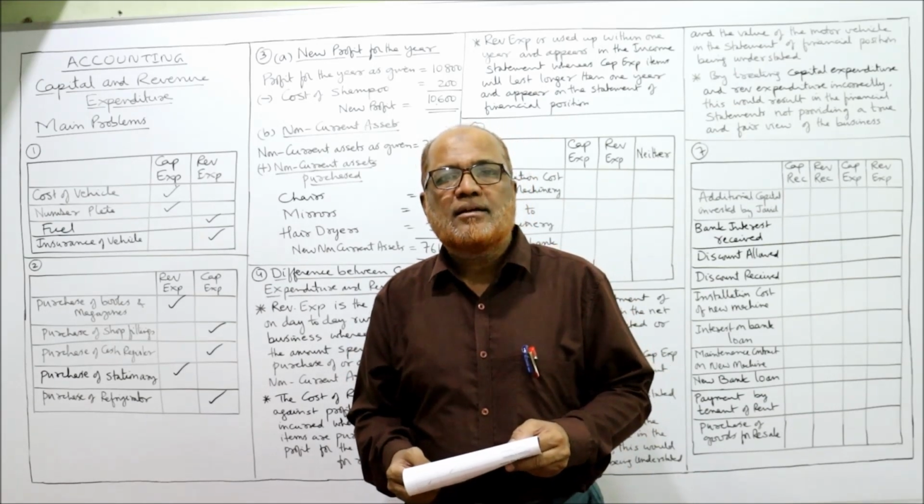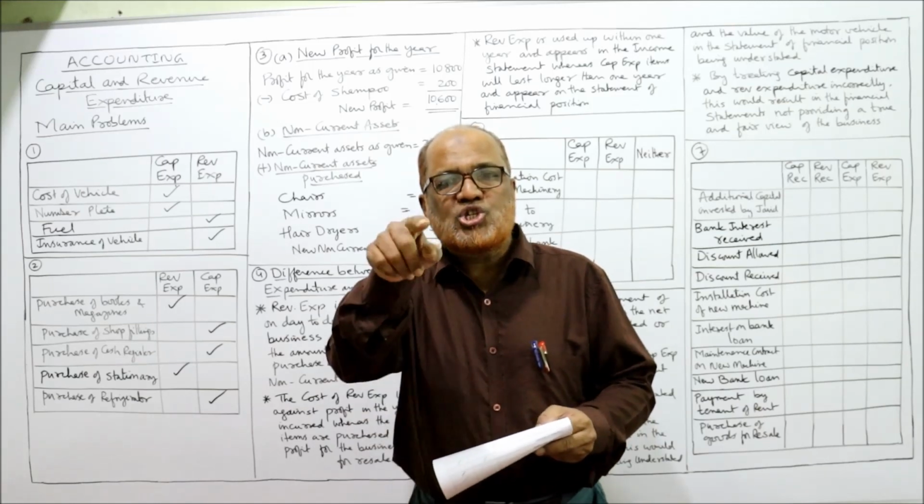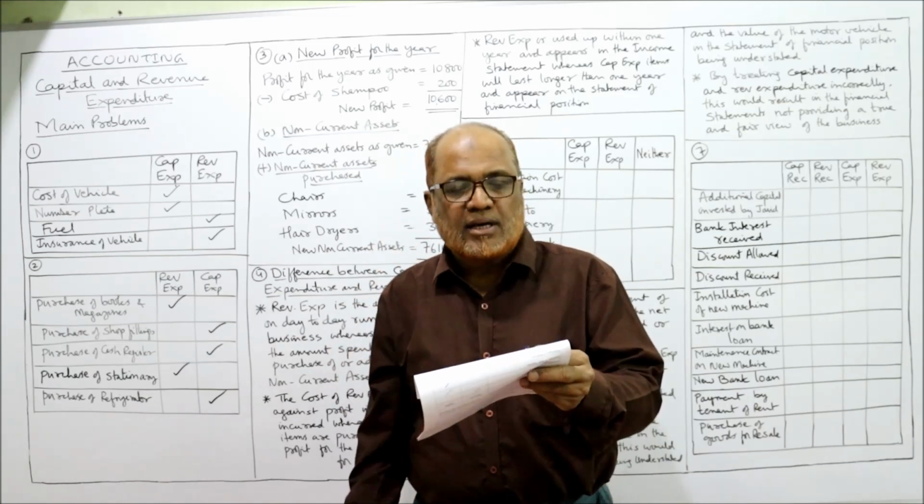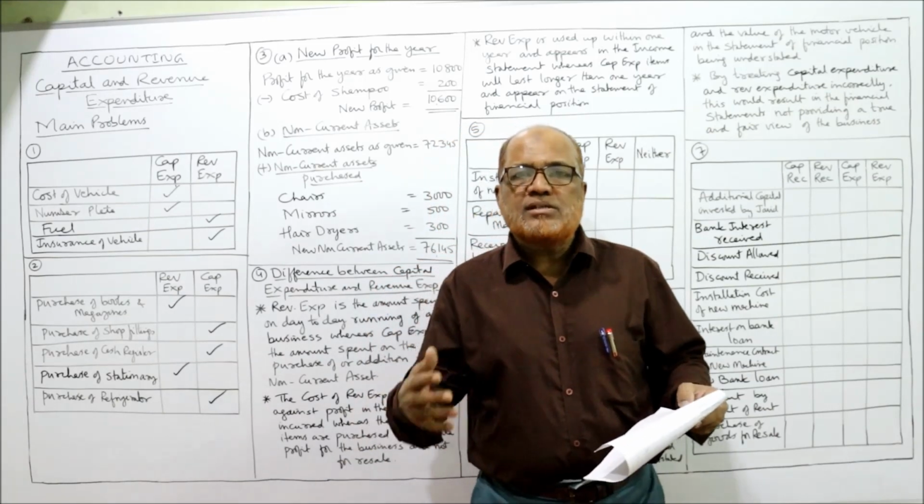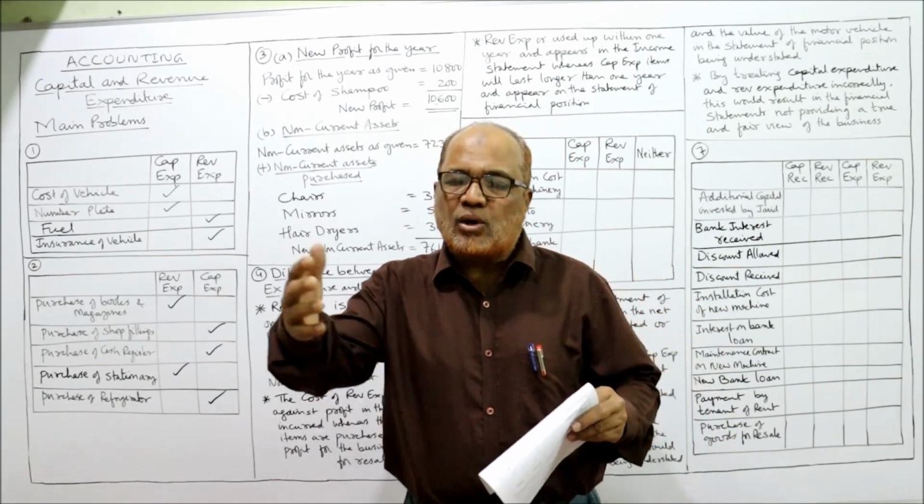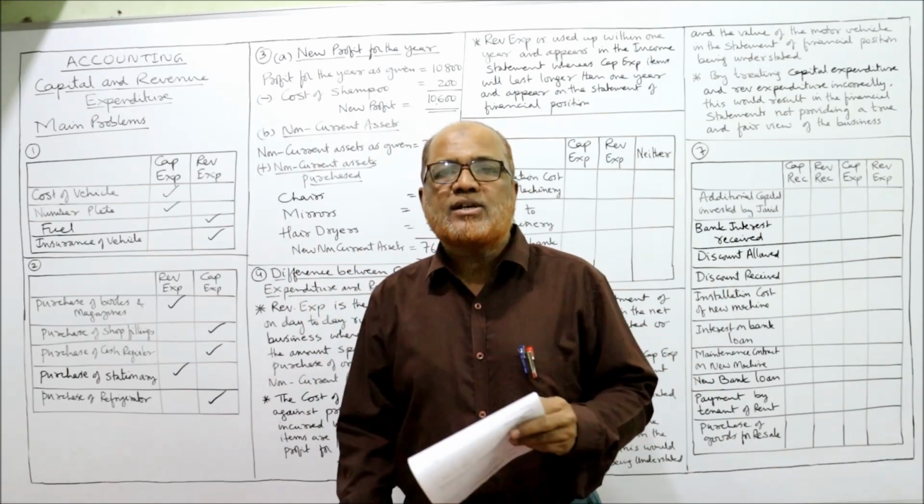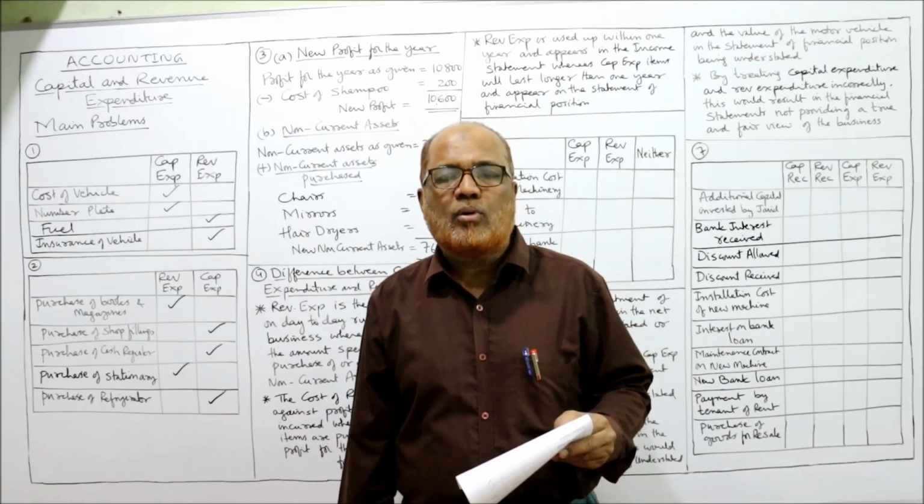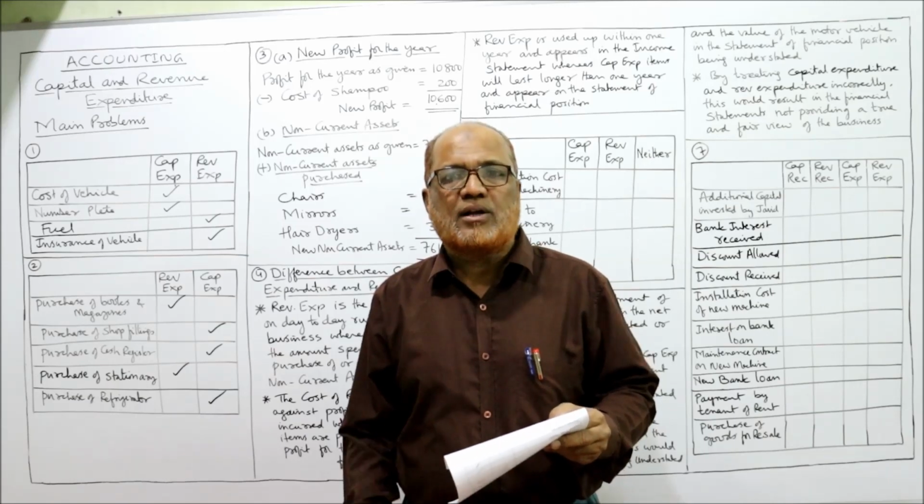Chair is an asset, non-current asset. So this chair will be added to non-current assets. Shampoo. The shampoo is a recurring expenditure because in a hairdressing salon frequently the owner has to purchase the shampoo. So shampoo is a revenue expenditure.